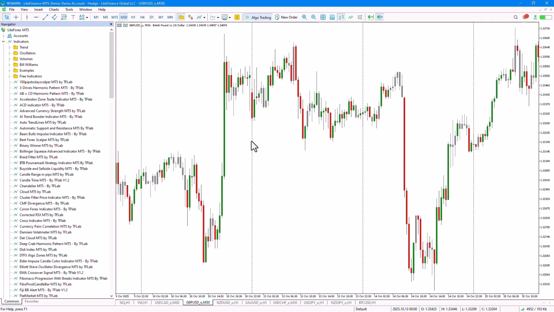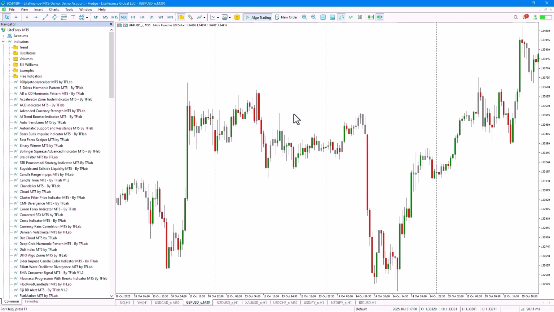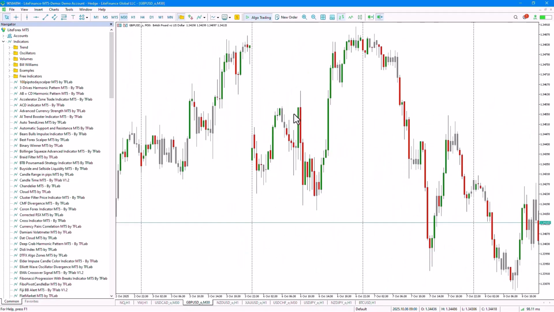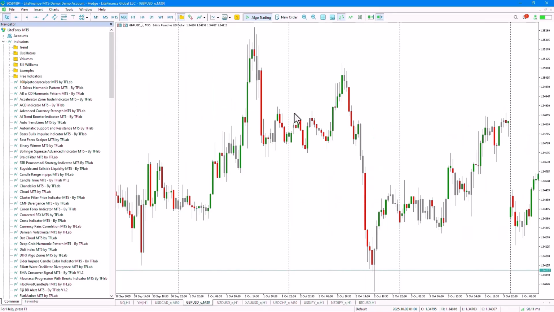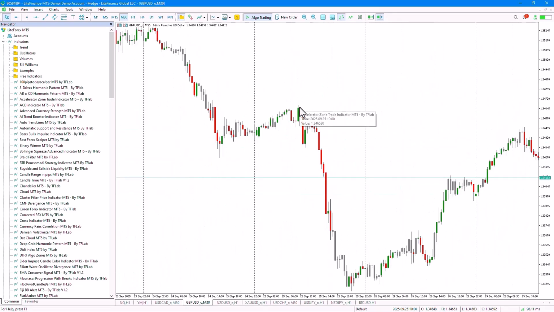It allows traders to use it based on green candles, which indicate bullish markets, red candles, which are bearish, and finally, gray candles, which indicate a ranging or neutral market. The Accelerator Zone Trade Indicator is designed based on a combination of the Awesome Oscillator and the Accelerator Oscillator, and by using it, we can estimate the direction along with identifying the price movement within the market.